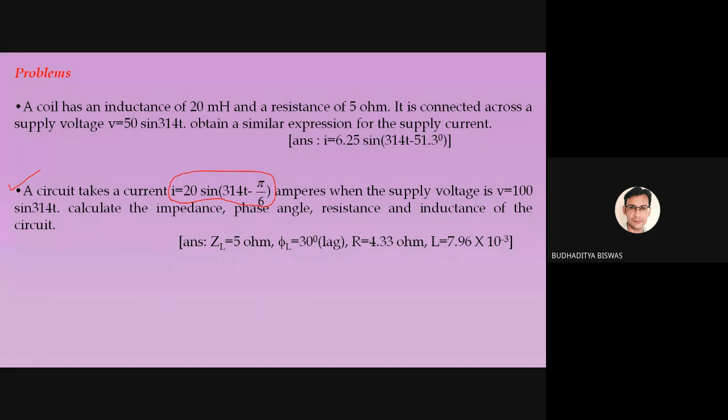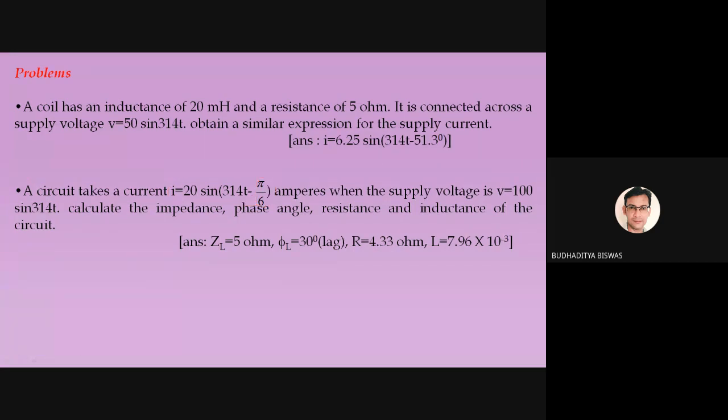Why? Because you see the current is lagging from the voltage, and the lagging is pi by 6. It's not 90 degrees, it's not pi by 2. So you can understand that this is nothing but a mixed circuit where the resistance is connected in series with the inductance. Okay. Very good. So this type of thing you must understand before you start the calculation.